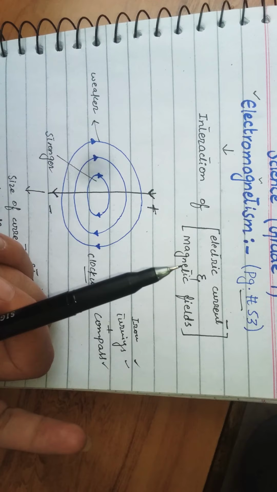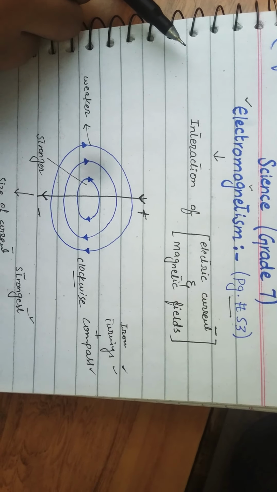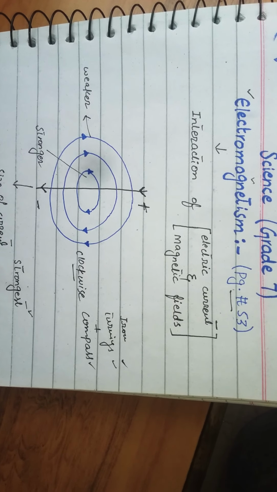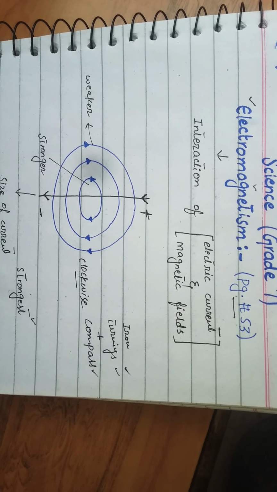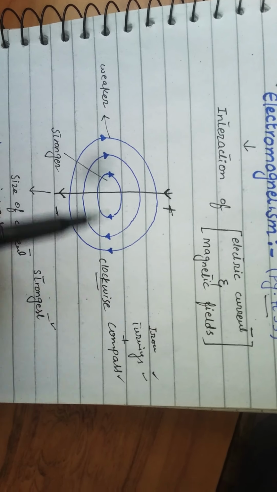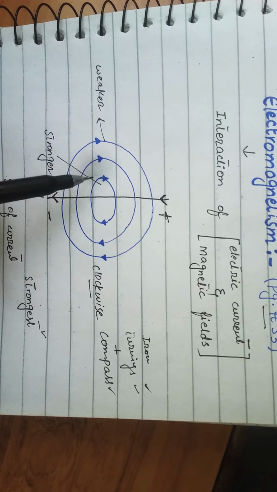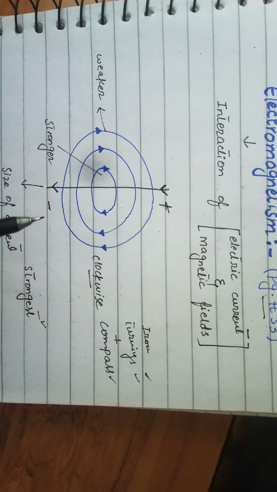Question number 2 is, describe the field pattern caused by a current. Where is the magnetic field strongest? It will be strongest near the wire. The answer is in the second paragraph. You can find it.